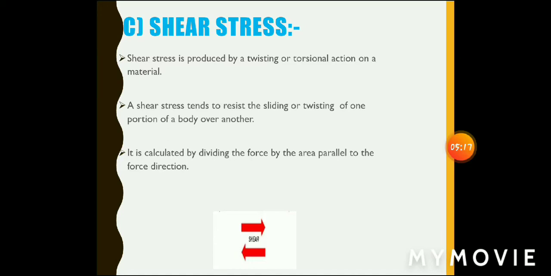A shear stress tends to resist the sliding or twisting of one portion of a body over another. It is calculated by dividing the force by the area parallel to the force direction. In the previous case it was perpendicular, since the direction of the stresses was vertical. Here they are acting along the surfaces parallelly, so that is why the area is taken parallel to the force application.